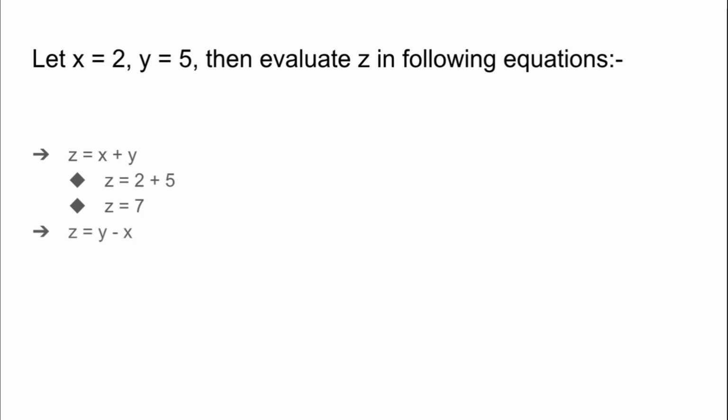Likewise, consider this equation. After replacing the values with the respective variables, we can easily solve the equation. In this case, the answer would be 5 minus 2, which is equal to 3. And now the variable z will hold the value 3. And consider this last equation. After putting the values of their respective variables, the z will get the value 19.